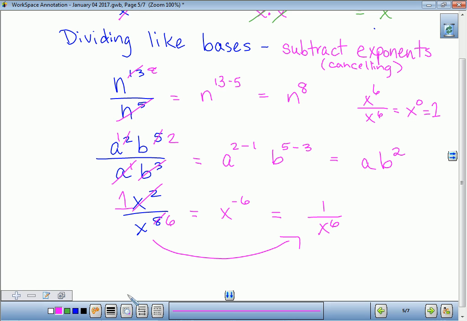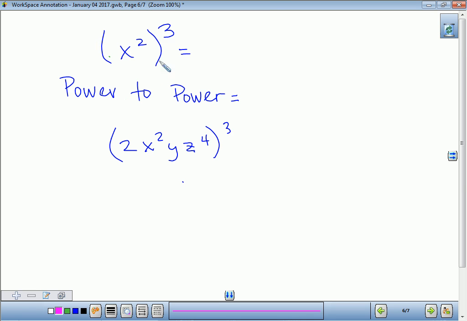Alright, so we've done multiplying like bases, we've done dividing like bases. Now let's look at a power raised to a power. If we wrote this out, it'd be 2 squared times 2 squared times 2 squared, because it's being cubed. And 2 plus 2 plus 2 is 6. So what happened to the exponents? They got multiplied. So when you raise a power to a power, you multiply the exponents.